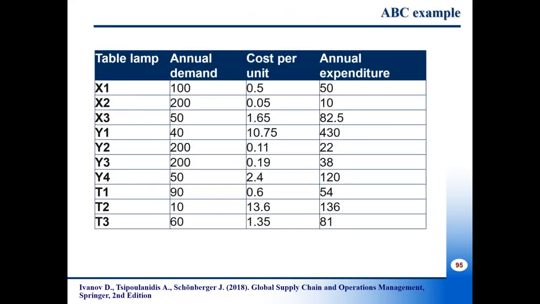Now let's go to the current example. We have to classify products X1 to D3 into one of the three categories A, B, or C. We are given annual demand and the cost. To determine which table lamps are in the A, B, or C category, we need to calculate the annual expenditure. The annual expenditure is calculated by multiplying annual demand with cost per lamp, or cost per unit.